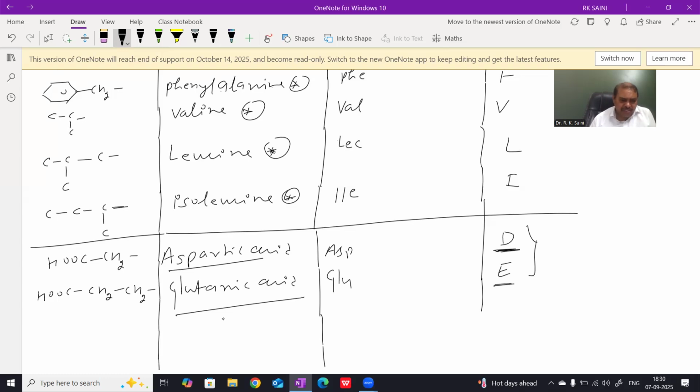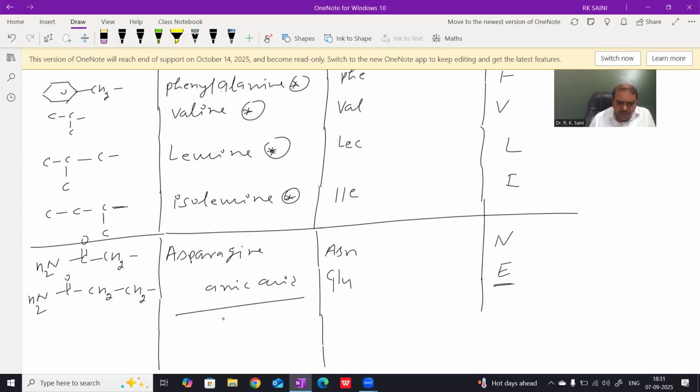Next, two amino acids which are amides. For example, when the COOH group changes into an amide group, it is known as asparagine. The three letter code is ASN and the single letter code is N. Next, in glutamic acid, the acid group replaced by the amide group is known as glutamine.